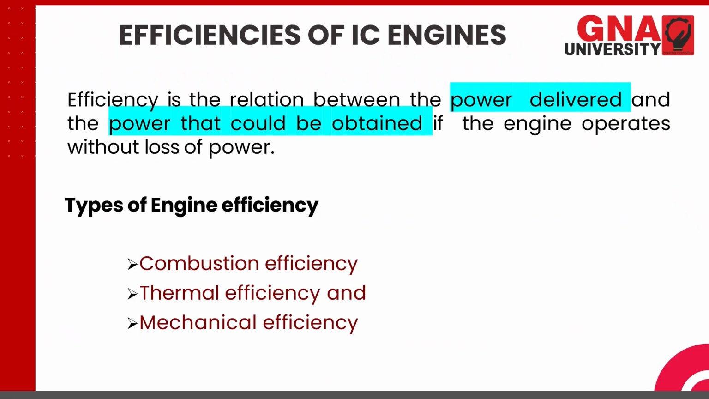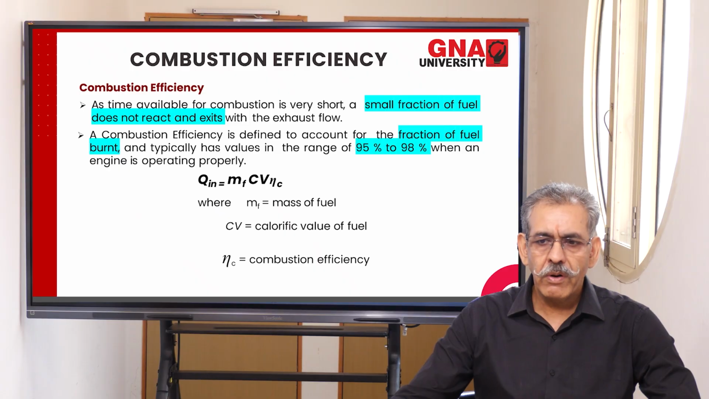Now, efficiency is the relation between the power delivered and the power that could be obtained if the engine operates without loss of power. There are three types of engine efficiencies: combustion efficiency, thermal efficiency, and mechanical efficiency. In addition, we also have the volumetric efficiency. So we'll be talking of the combustion efficiency first.